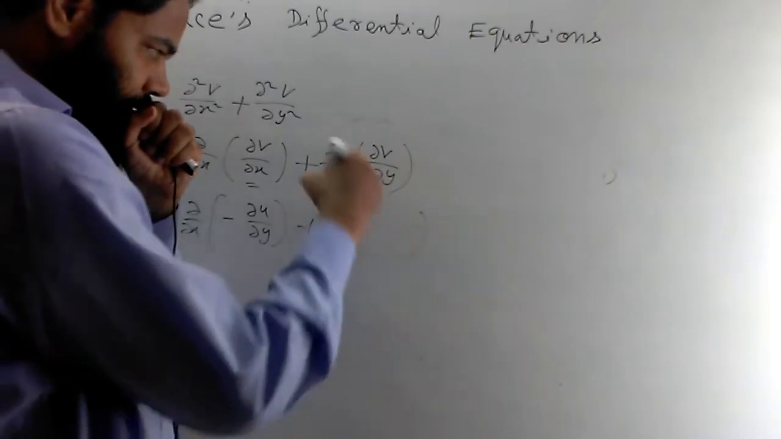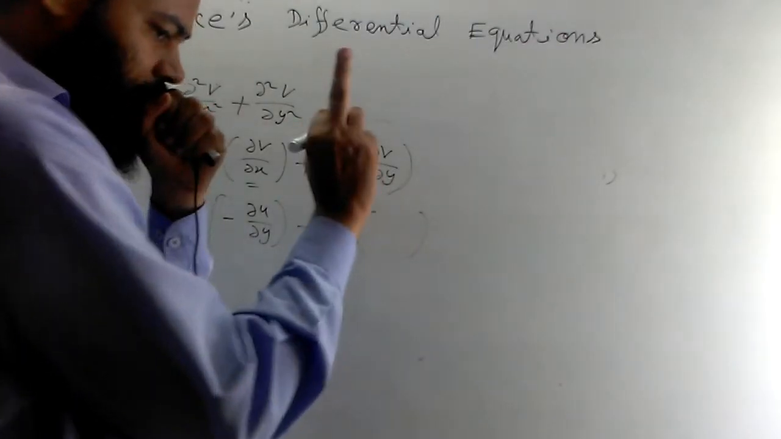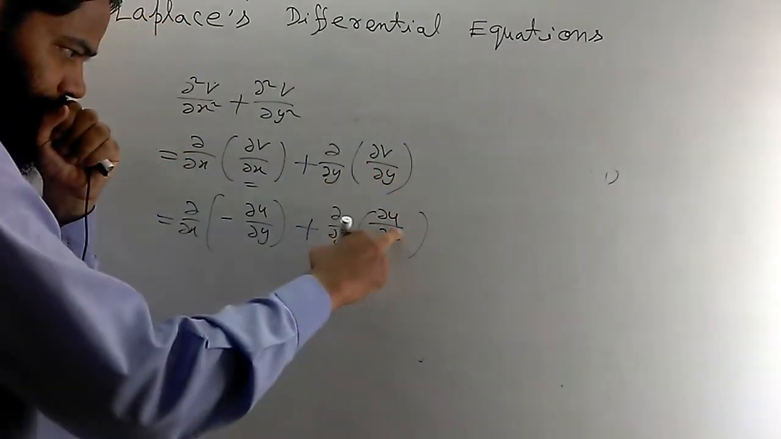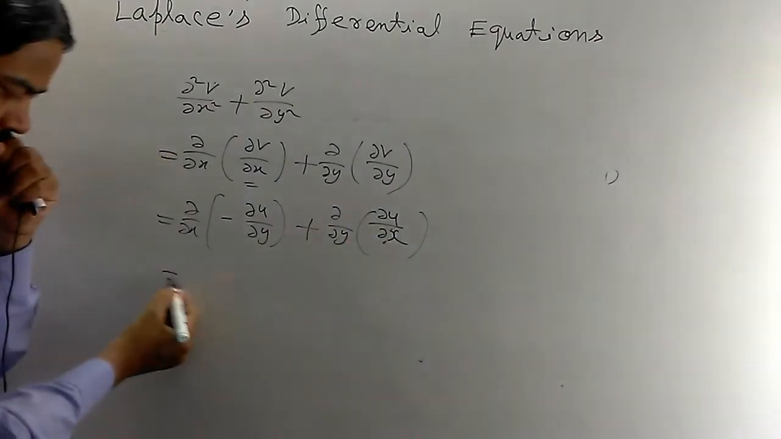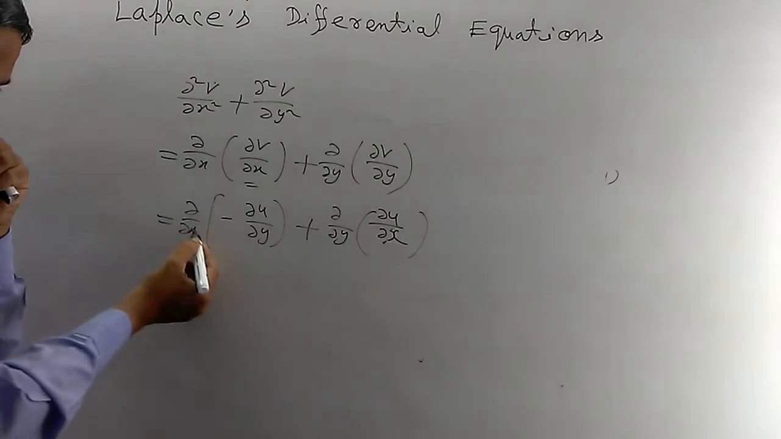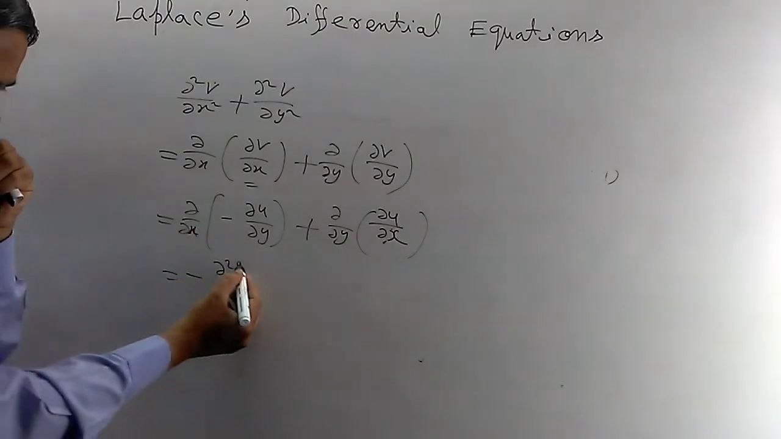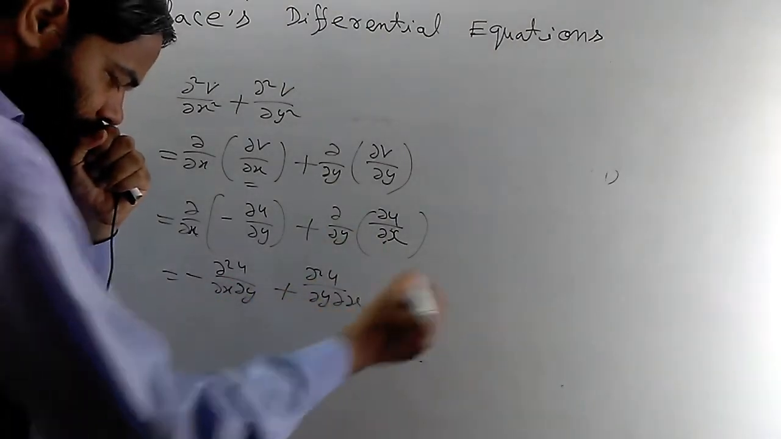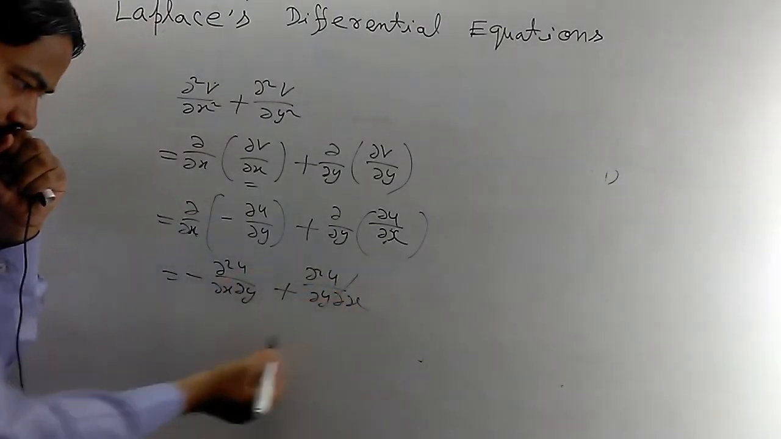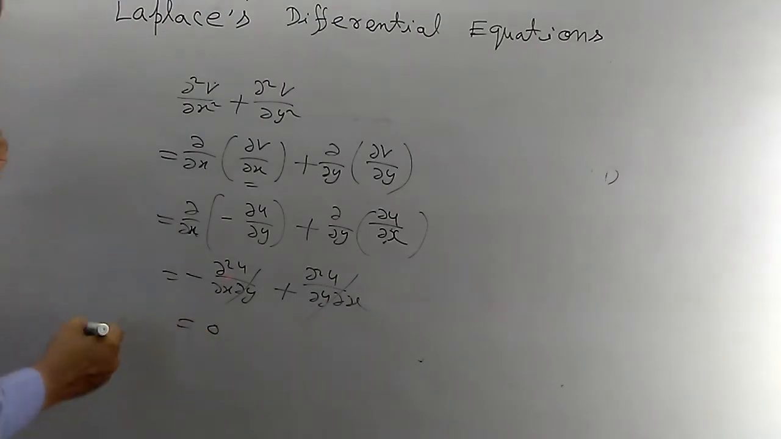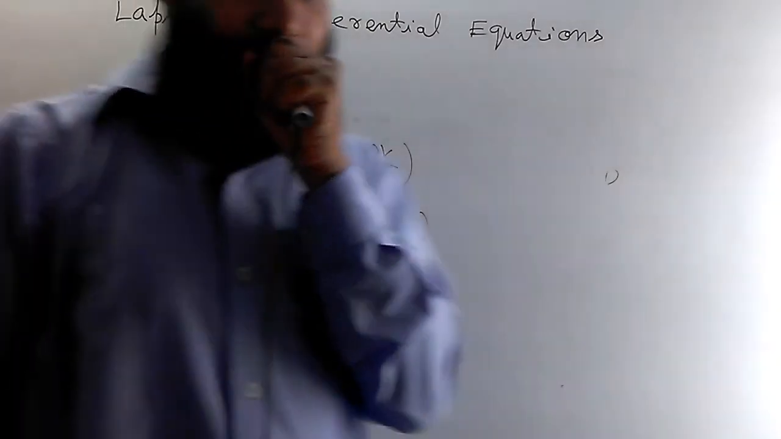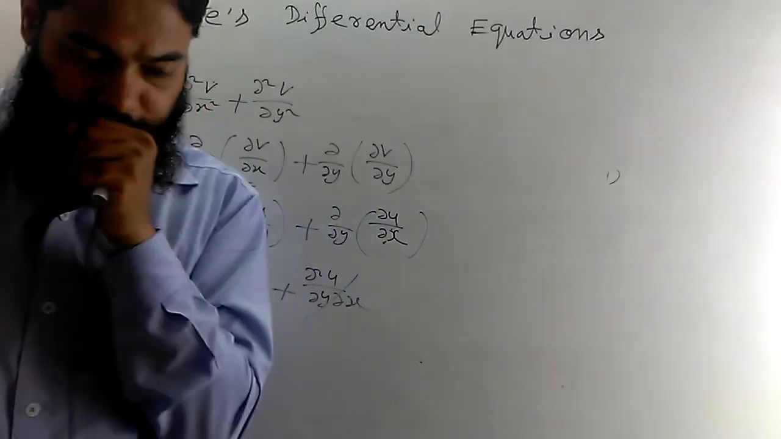Similarly, we put this value by the Cauchy-Riemann equations, as given in equation number 1, which is equal to del u over del x, and differentiating partially with respect to x, we get minus del 2 u over del x del y plus del 2 u over del y del x. Since u is continuous, we can cancel this out, and therefore we can say that v is satisfying the Laplace equation.